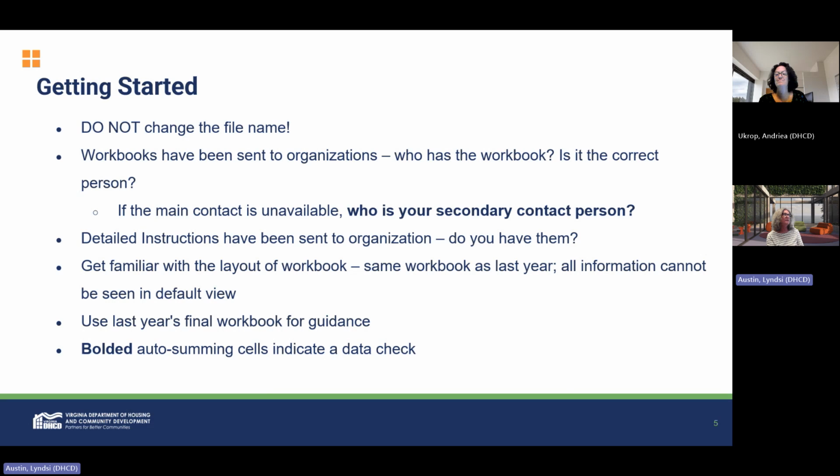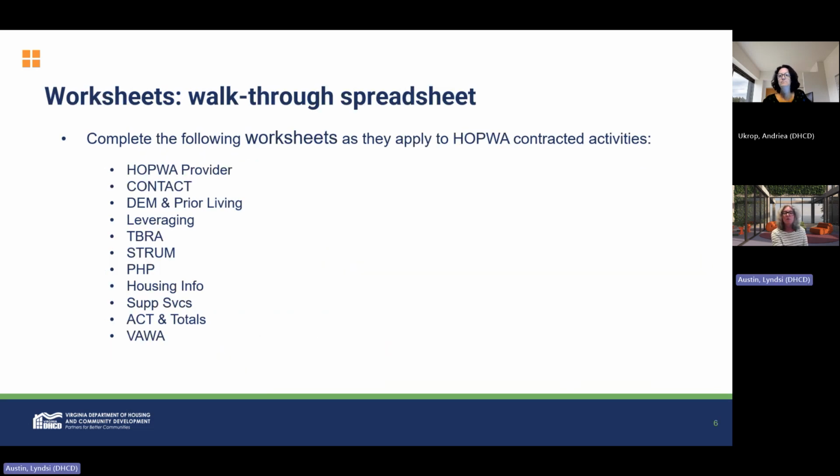We will give you details of exactly how to walk through this workbook. Get familiar with the layout of the workbook because it is the same as last year, but it is a big workbook with many tabs. Last year's workbook that you completed could be a very useful guide to pull up to complete some information that might be exactly the same as last year. We also want to remind you that in these workbooks are some bolded sections where there are auto checks for the data. So right now I'm going to stop sharing and Andrea is going to share and we're going to step through each of the tabs in this workbook.